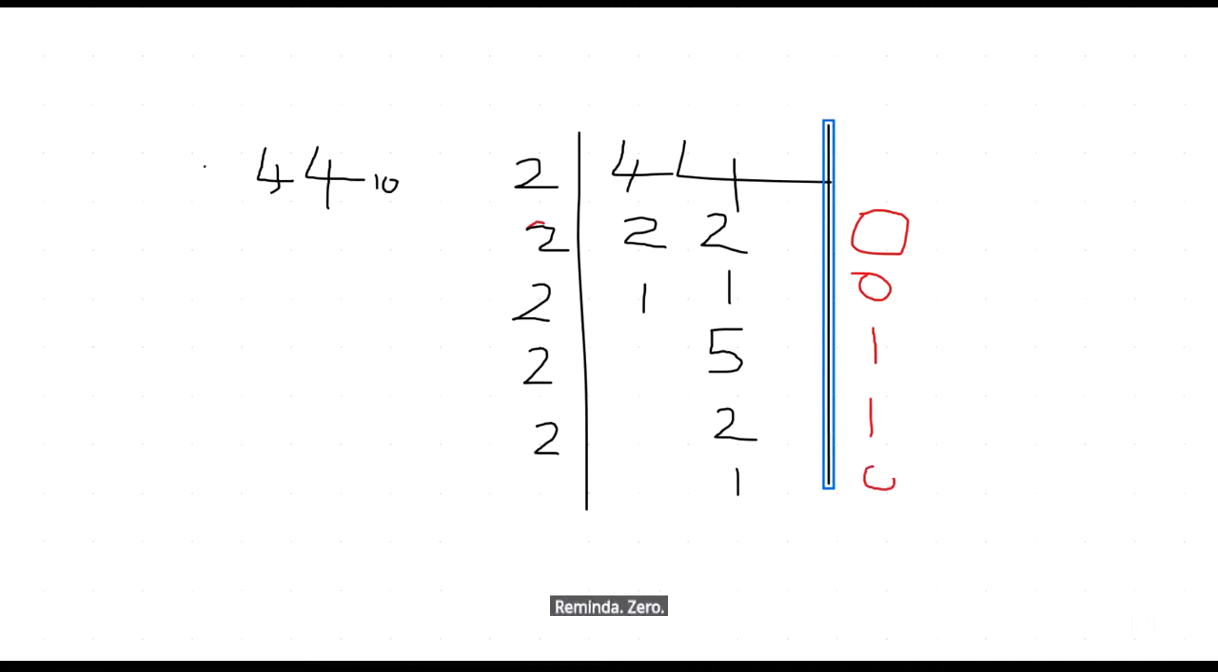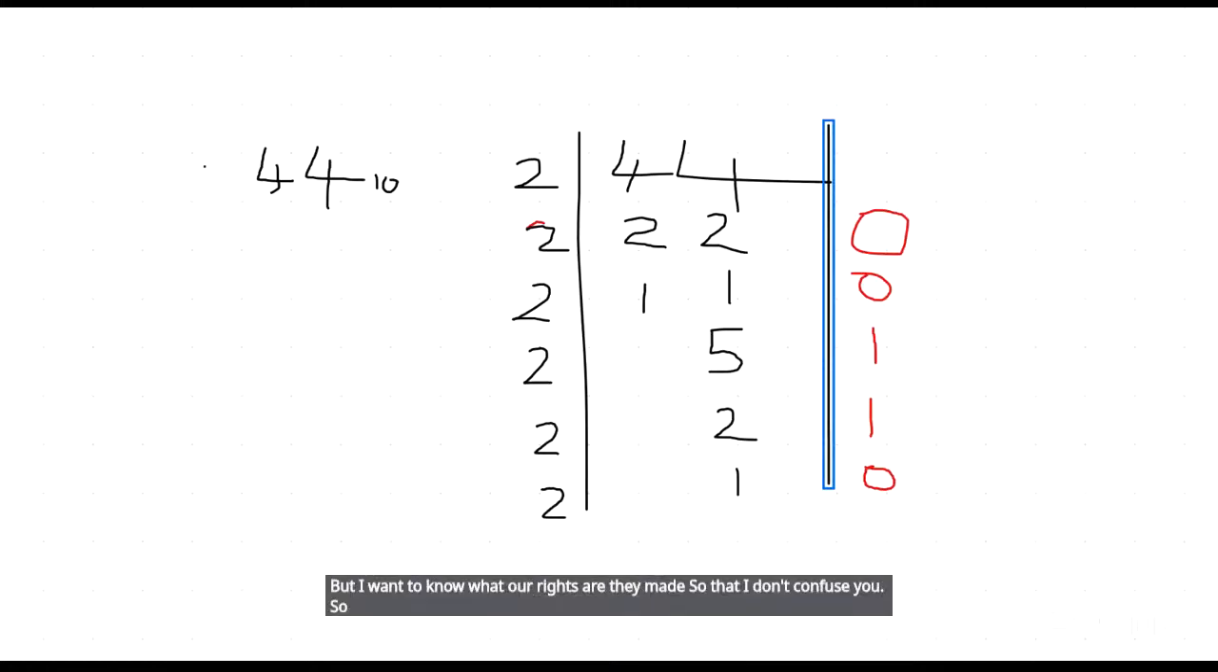And 1 divided by 2, it can't divide. That's how we say it. It can't divide. How do we put it now? I know what I'm going to write, but I want to know what I will write at the middle so that I don't confuse you. So 1 divided by 2 will not go. So that 1 will remain.